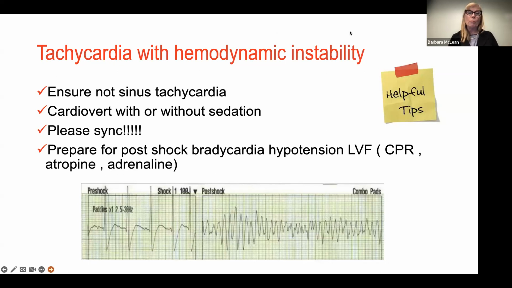So if you do have the presence of a P wave, you're going to consider this might be sinus tachycardia. You never want to cardiovert that patient, right? But if it's not sinus tachycardia and your patient has a very rapid rhythm, you can cardiovert them with or without sedation. Always sync. And always be prepared that after you deliver a synchronized cardioversion, you should be prepared for bradycardia. So that means you've got atropine and epinephrine on hand.